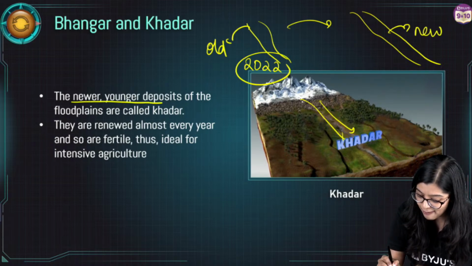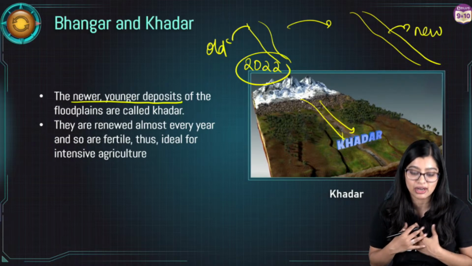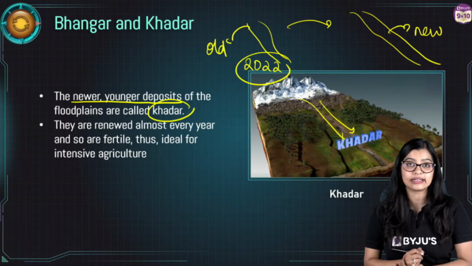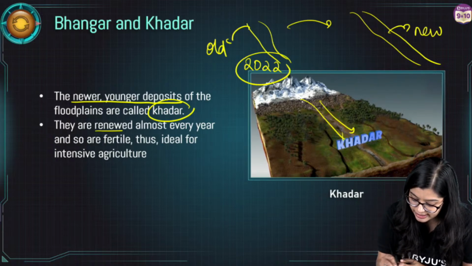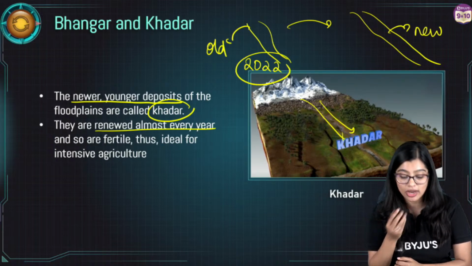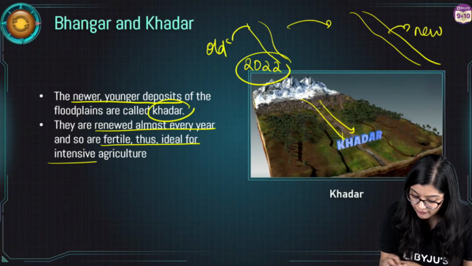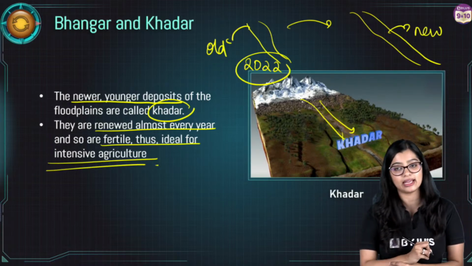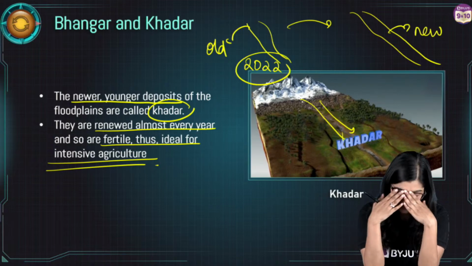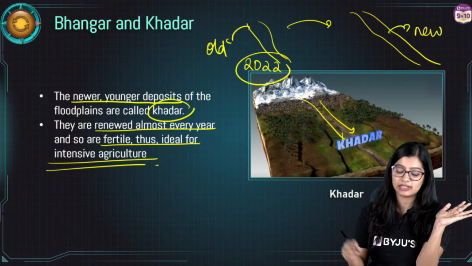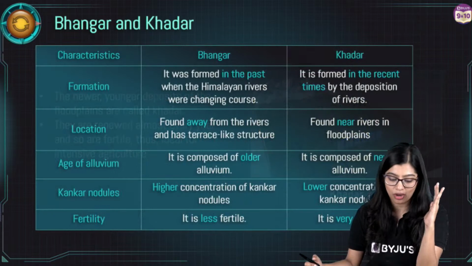So the newer deposition, which is brought by the river, is what you call the Khadar region, right? And we know that this has relatively newer alluvium soil. It is extremely fertile, very good for intensive agriculture. Now you will tell me, ma'am, what is this? You have just explained with the image. Don't worry, we have a tabular column, right?